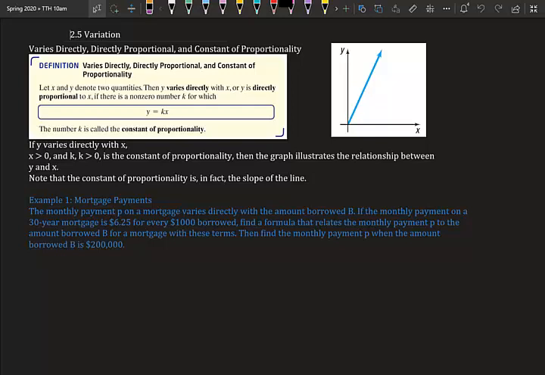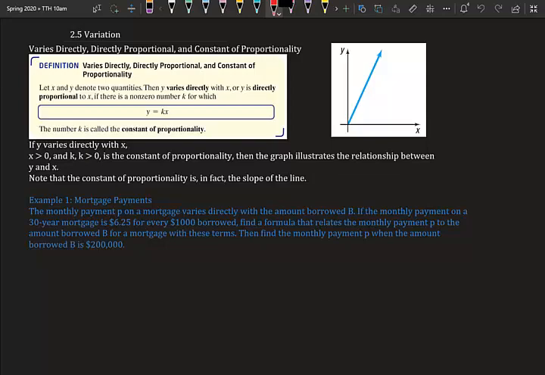All that means is you have x, you have y. So y varies directly with x, or y is directly proportional to x, if there is a non-zero number k for which y equals k times x. k is called the constant of proportionality. So basically, to sum all of that up, if y varies directly with x, k is greater than 0, and this is what the graph would look like. It would go straight up. Note that the constant of proportionality is, in fact, the slope of the line.